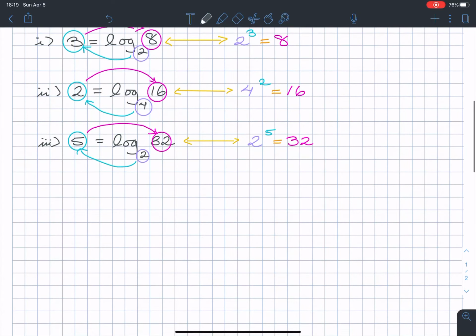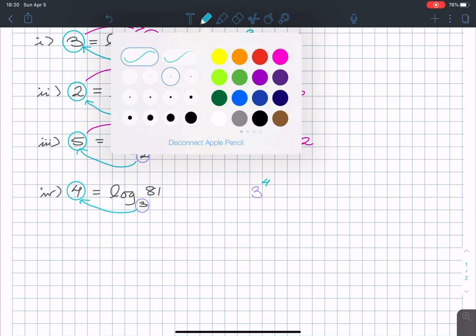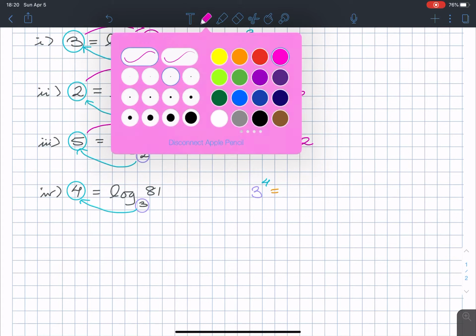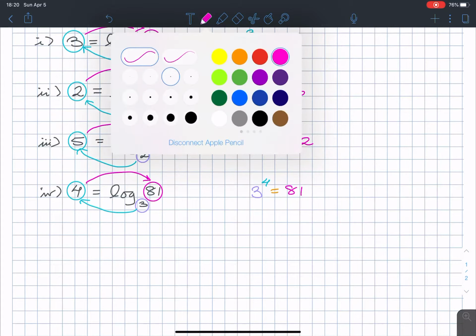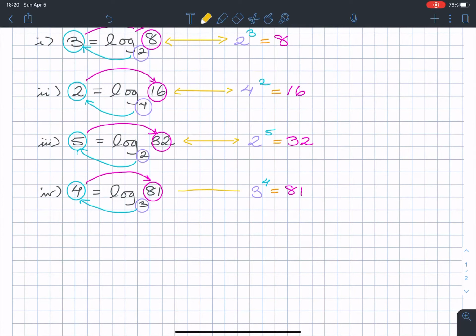Okay, so let's do another one, number 4. We have 4 is equal to log base 3 of 81. I start at the base, 3, and then I raise it to the answer, which in this case is 4. So 3 to the 4th power. I hope that that's equal to what's inside, 81. Well, it is, because 3 to the 4th is the same as 9 squared. 9 squared is 81.